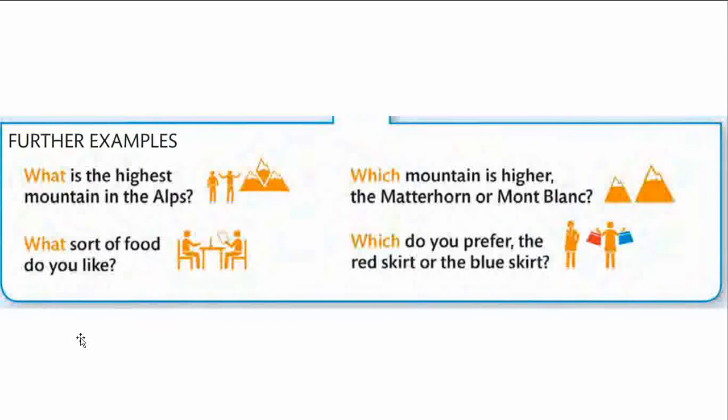Let us see certain constructions based on it. What is the highest mountain in the Alps? What sort of food do you like? These are open-ended questions with no options given in the question. Which mountain is higher, the Matterhorn or Mount Blanc? Two options are given, so that's why which is used.